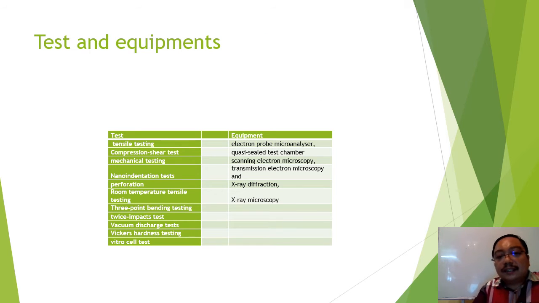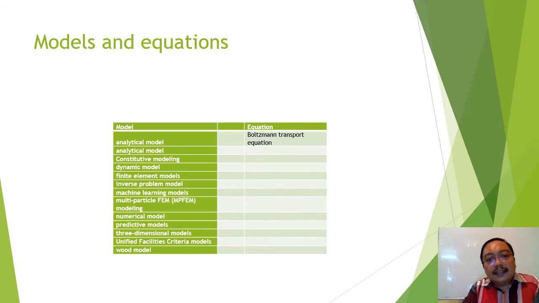Here I listed all the tests required. Among them are the tensile testing, compression shear test, mechanical testing, nano indentation test. Then the equipment called electron probe microanalyzer, corrosive steel test chamber, scanning electron microscope. And then the models and equations, this is for students who want to do modeling. They are using analytical model, constitutive modeling, finite element, multi-particle FEM. This is a popular one, multi-particle. You will find it in many of those journals, multi-particle FEM modeling.